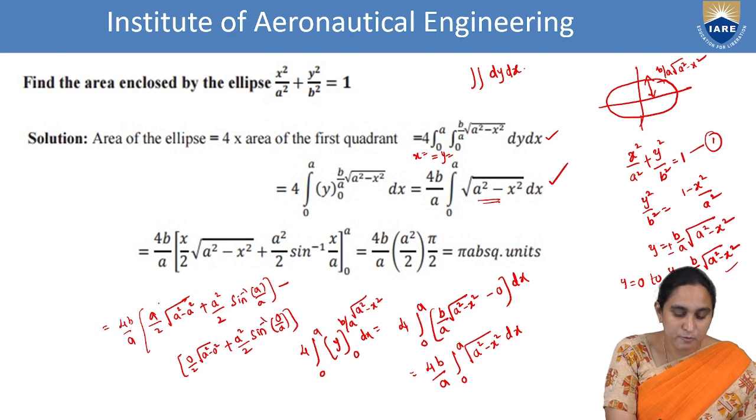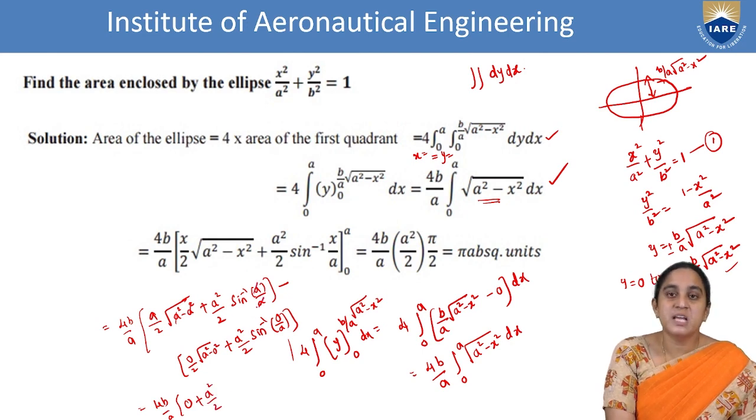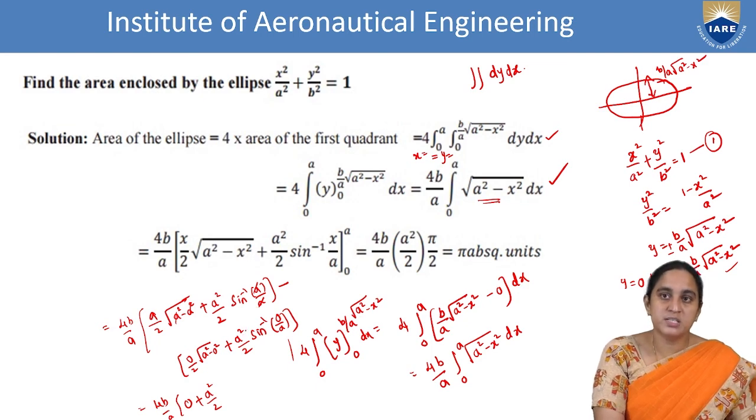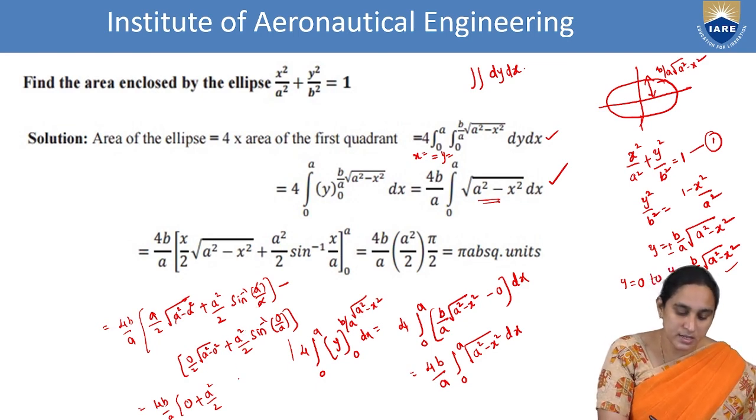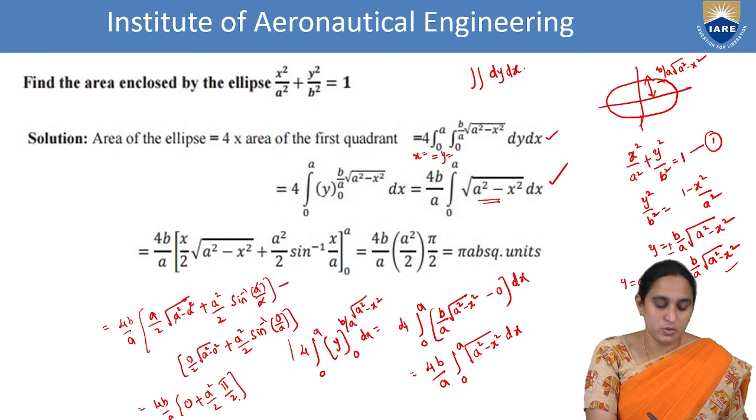Once you observe here, 4b by a into a by 2 root a square minus a square means 0. Here a square cancels, so the first term is 0 plus a square by 2 into sine inverse of a by a. A by a cancels, sine inverse 1. Sine inverse 1 means, what's the angle of that? That is pi by 2. Minus, and 0 by 2 into root of a square, 0 into anything is 0, plus sine of 0, that is 0.